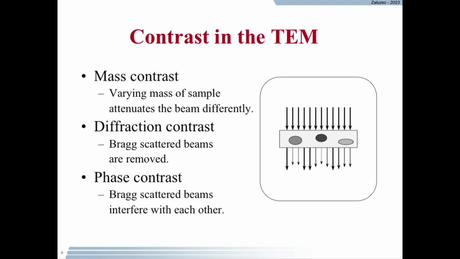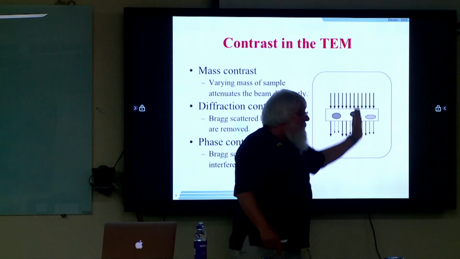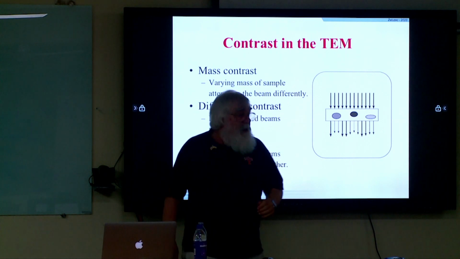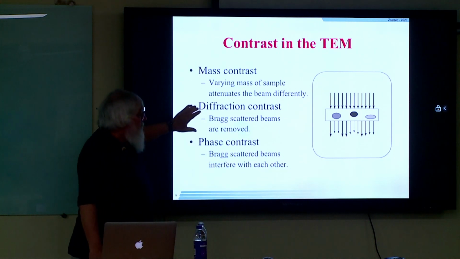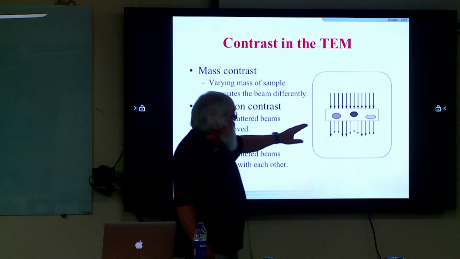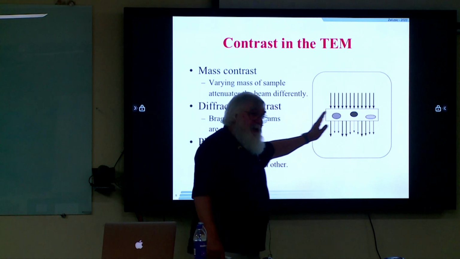Okay, so let's look at mass contrast first. Mass contrast comes from the fact that different atomic number materials or different thickness materials attenuate the beam that's coming straight through the sample by different amounts. You can think of it very simply. If you've got a huge dense particle, the electrons aren't going to penetrate it, or they're scattered off at wide angles so the beam is not coming straight through. That's simple mass contrast. Diffraction contrast is mainly due to the electron beam coming in and being diffracted away.